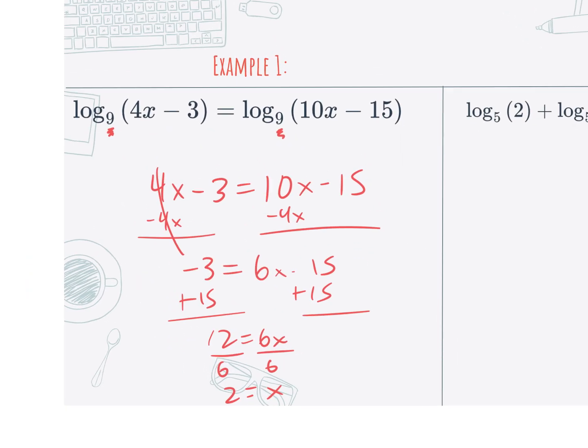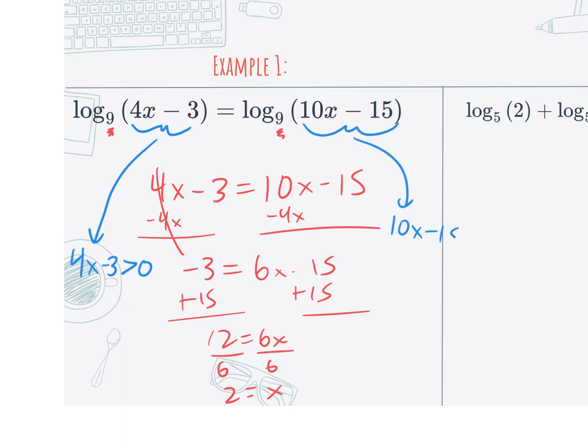However, in these logarithmic problems, remember we stated that our argument, which in this case is 4x minus 3, has to be bigger than 0. So at the end of these problems, you need to take all of your arguments and check to make sure your answer for x isn't going to make an argument negative. The way I do that is I set up two little inequalities, which I've done in blue for you. I'm going to solve those and make sure it's a true statement.